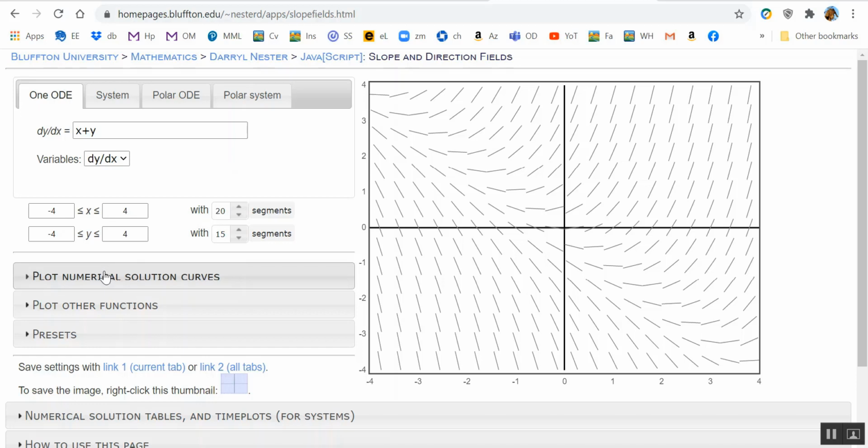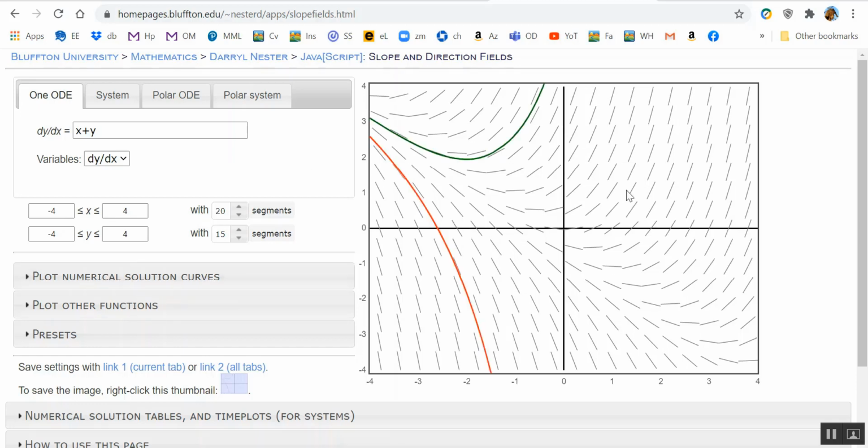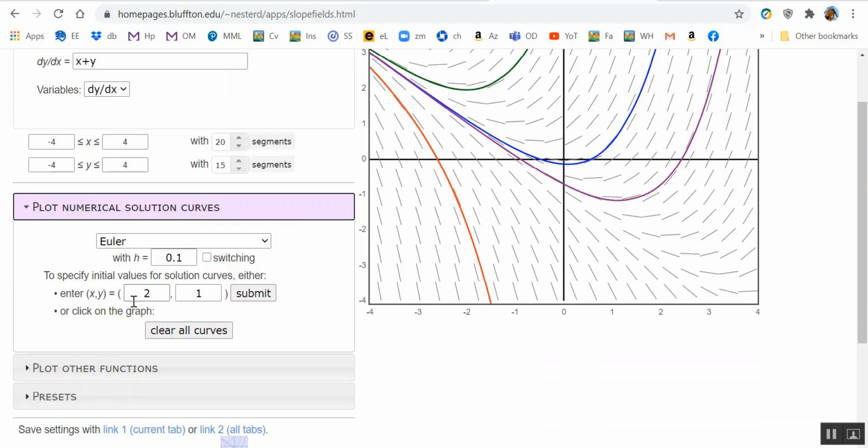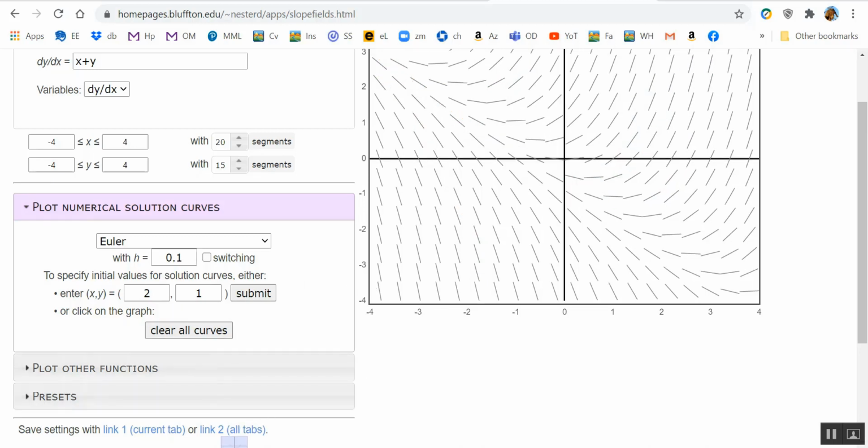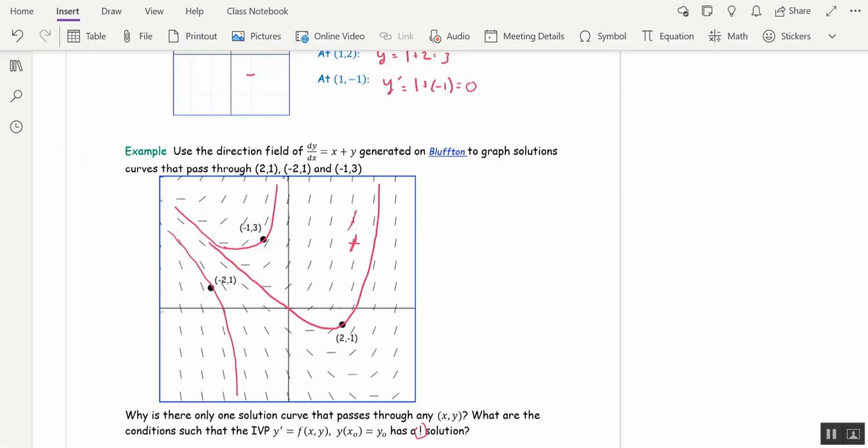And then to plot numerical solutions, you can just click on the plane at any point, and it'll draw a solution through that point. Or to be more precise, if you want to know exactly what a solution looks like through any one given point, let's say (2, 1), you can enter 2 for x, 1 for y, and, let me clear all curves, click on submit, and it'll draw a solution passing through that point. All right, so now let's go back to our page.